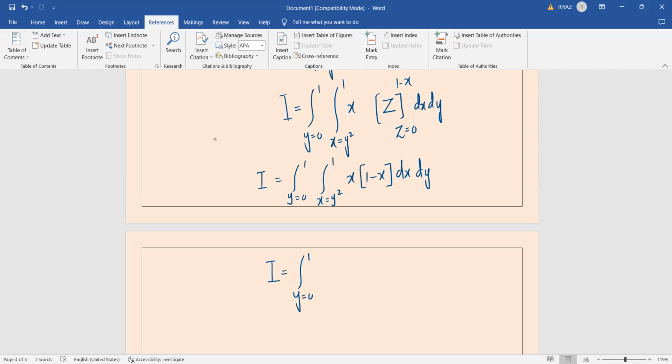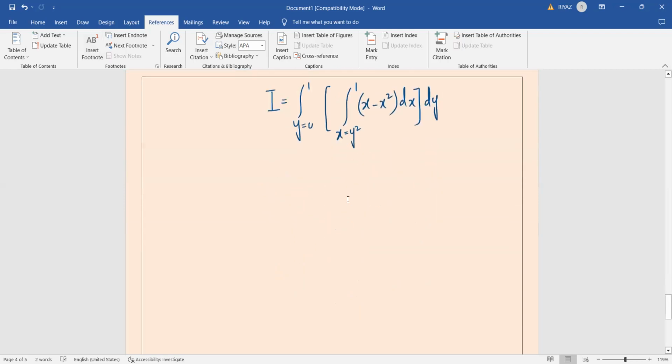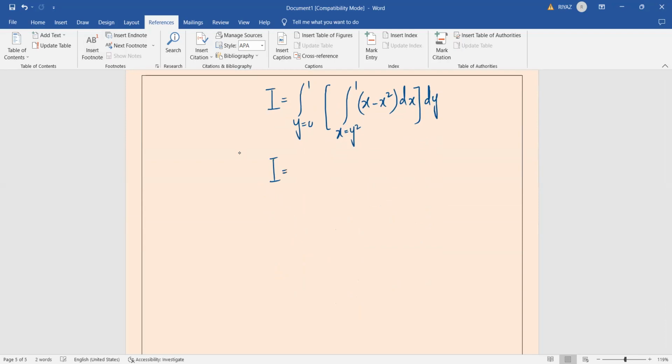Now we have to integrate with respect to x this function. We have to specify the region: x is equal to y square to 1. Now I want to multiply also here: (x minus x square) dx, and then bracket close, then dy. Now integration of x is x square by 2, and the integration of x square is x cube by 3, right?